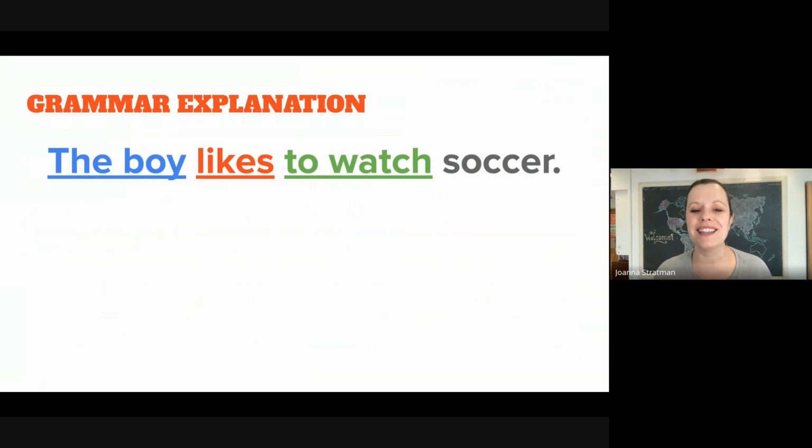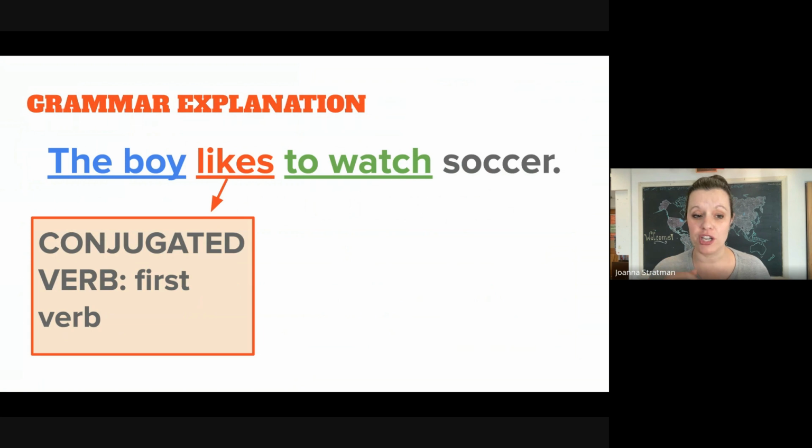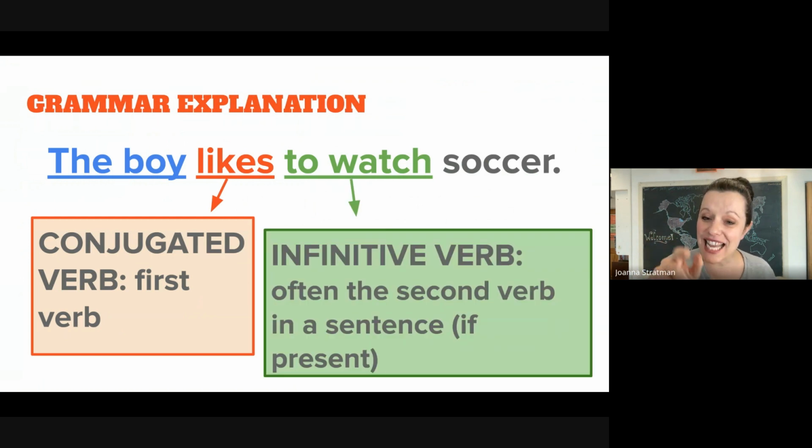Here, the boy likes to watch soccer. The first action here is likes. This is the conjugated verb because it is the first verb in the sentence. But now we also have watch. And if you notice, we cannot say the boy likes watch soccer. We must say the boy likes to watch soccer because this is an example of an infinitive verb. It is often the second verb in the sentence if it is present.